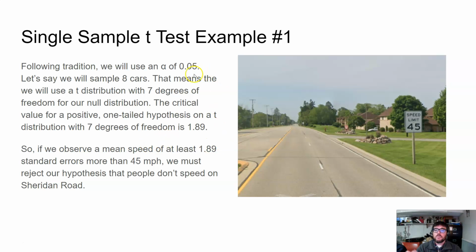So again, we will use an alpha of 0.05 because that's just the way frequentist statistics roll. Let's say this is a pilot study, we want to save some time, or maybe we're only just doing it during one stats class, and so we just sample 8 cars.